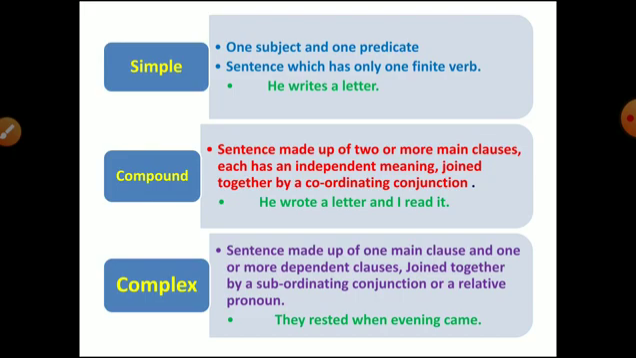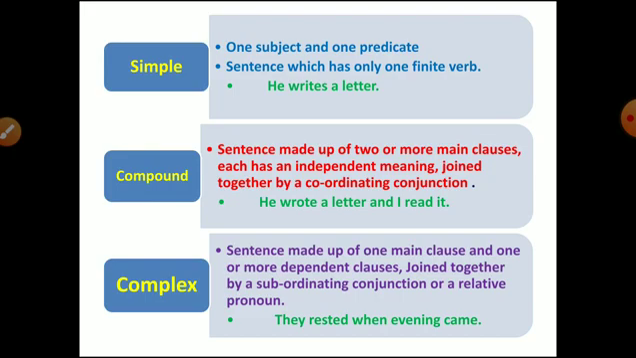We have discussed what a finite verb is and what a non-finite verb is. So the example is: He writes a letter. He is the subject, writes is the verb, the finite verb, and a letter is the object. So this is a sentence with one finite verb, that is writes, or a sentence with one subject, that is he, and one predicate, that's writes a letter. Such a sentence is called a simple sentence.